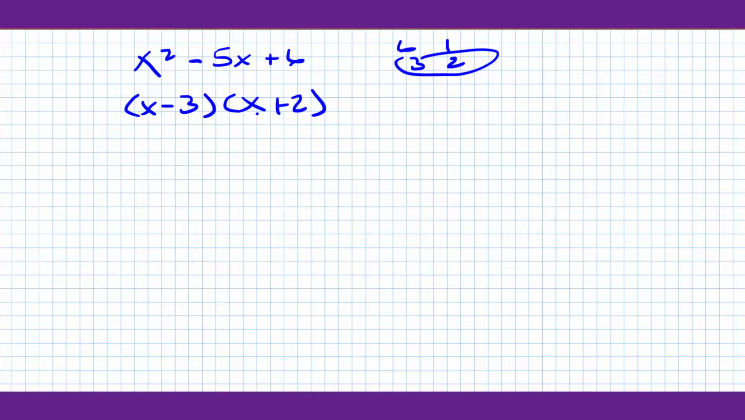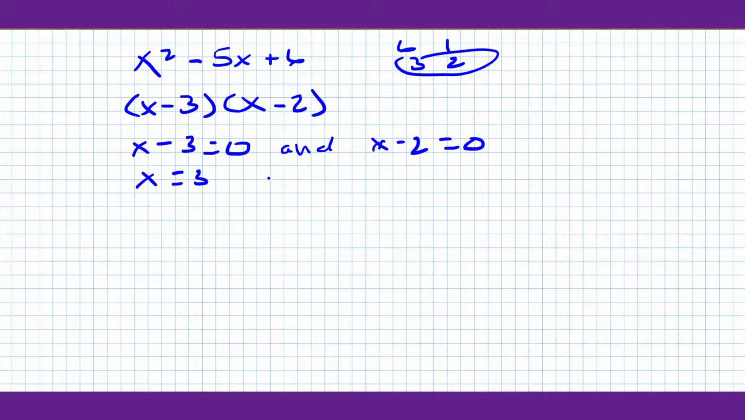So your factors are x minus 3 and x minus 2, because what I said was we've got to get a negative 5 in the middle. So that's the way we're going to get it. So x minus 3, x minus 2. So we've got x minus 3 equals 0, and we've got x minus 2 equals 0. So x equals 3 and x equals 2. So this parabola is going to hit the x-axis at 3 and 2.